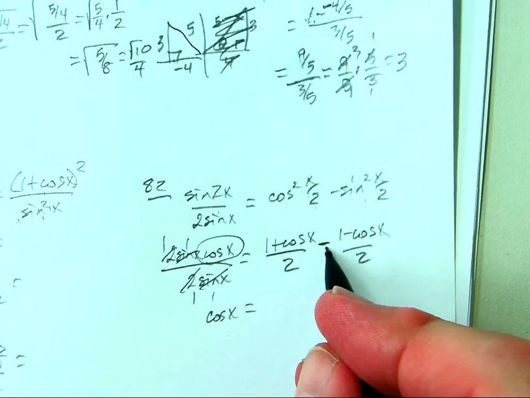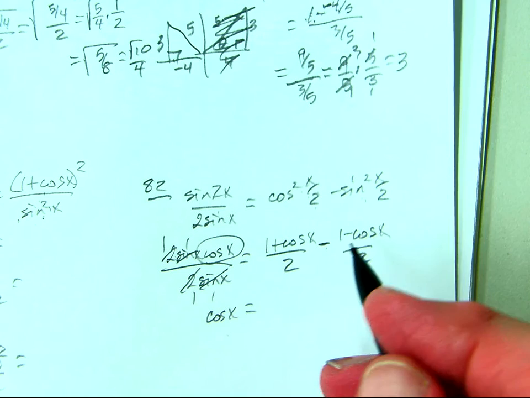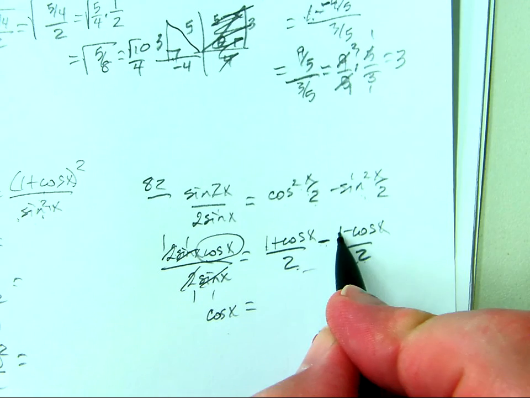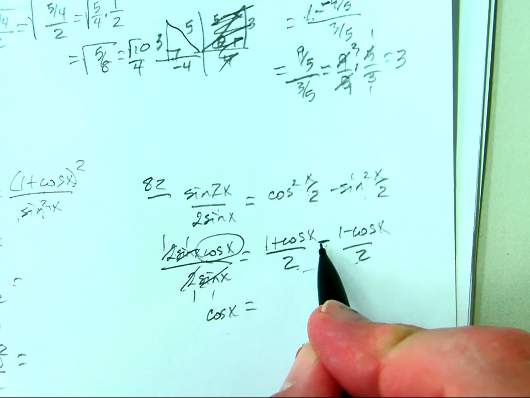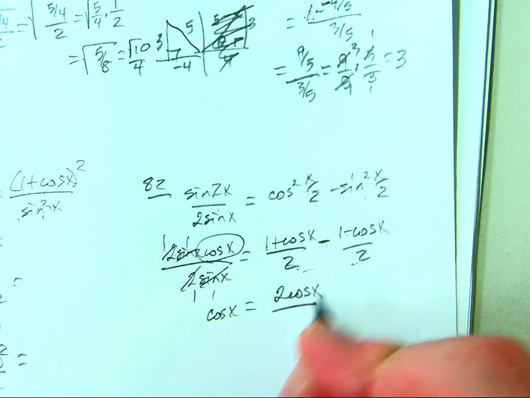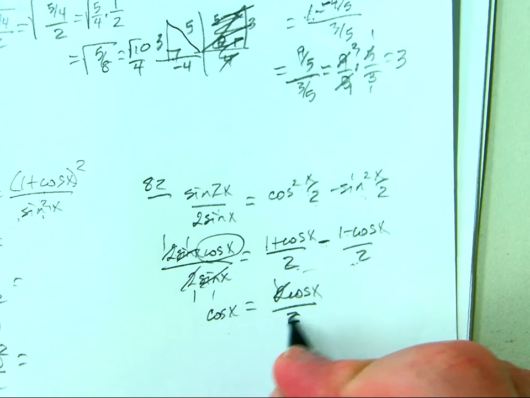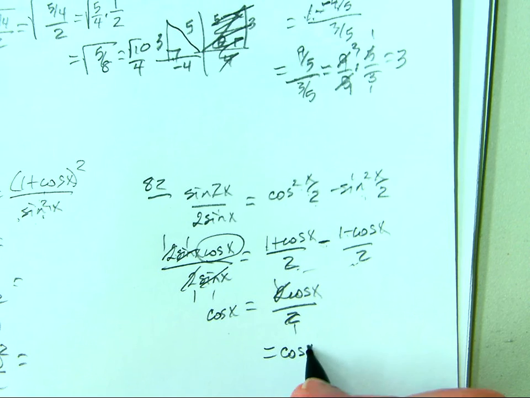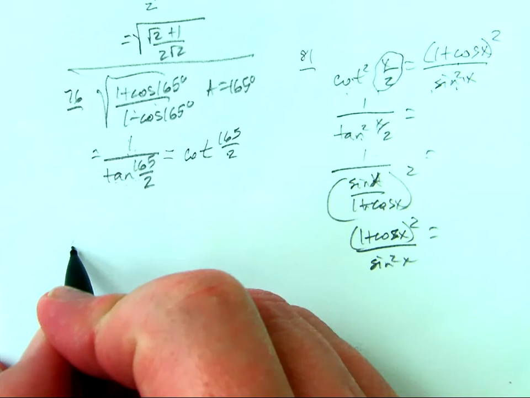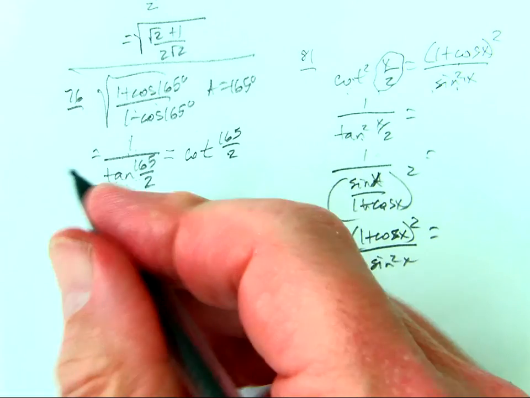Well, here we're subtracting two fractions. All we need is a common denominator. They already have that as 2, so we subtract. 1 minus 1 is 0. Cosine x minus a negative cosine x is 2 cosine x over 2. Now we can divide top and bottom by 2, and we just end up with cosine x, and we're verified. All right. Now let's look at 83. 83 is another verify problem.